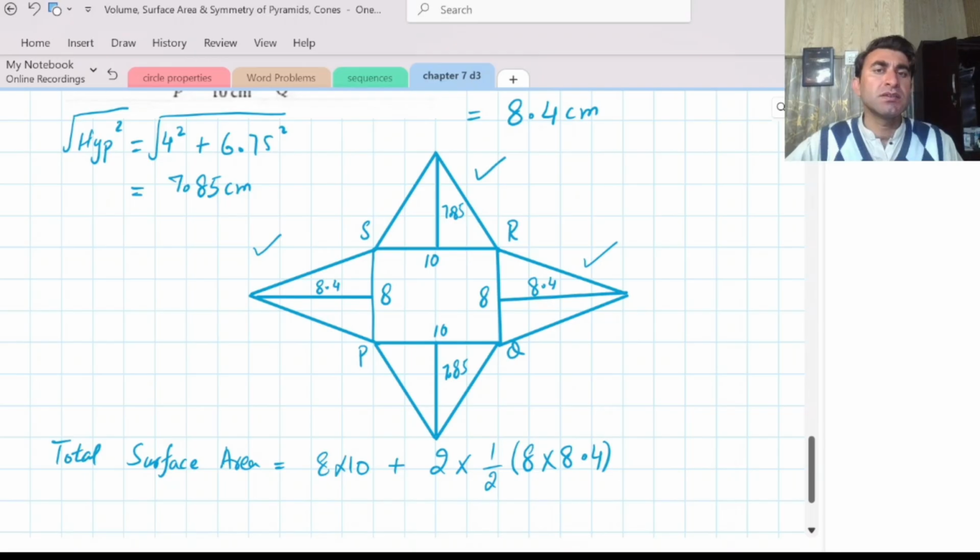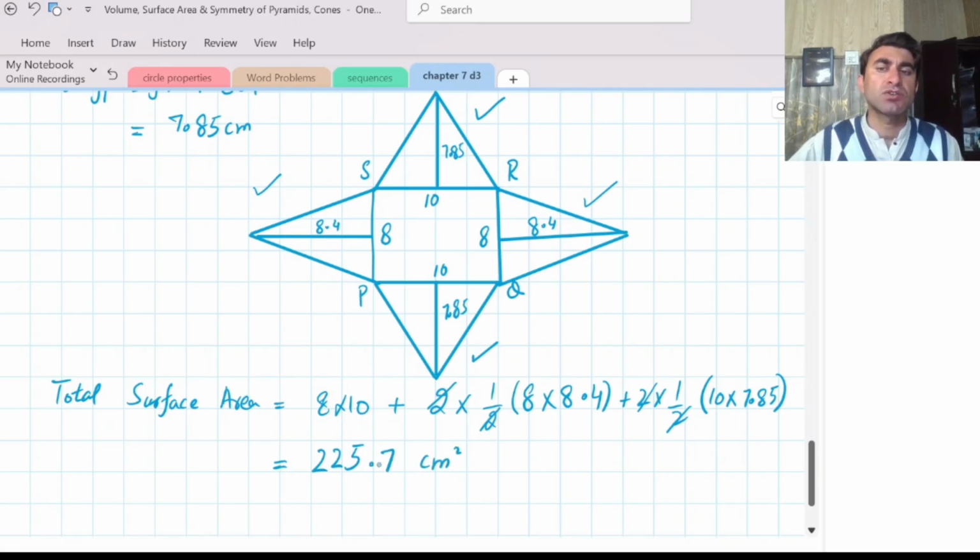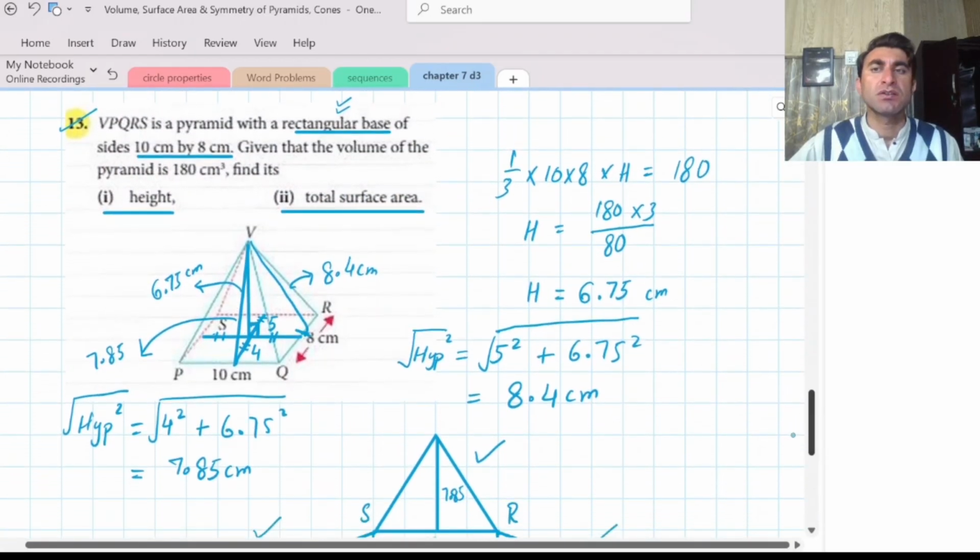Then again these two triangles over here are also congruent, so its area will be 2 times 1 by 2 into its sides 10 times 7.85. Now again we use calculator to simplify this and cancel 2 over here, and this is 225.7 centimeter square. So this is the total surface area of the given pyramid. This was question number 13.